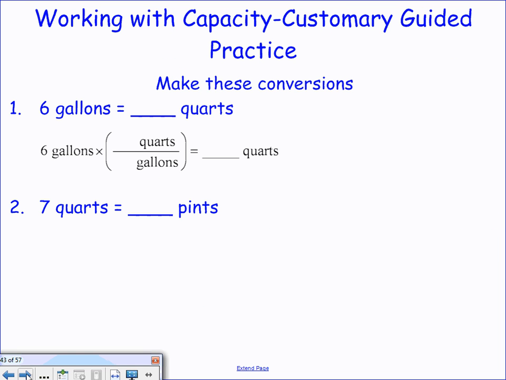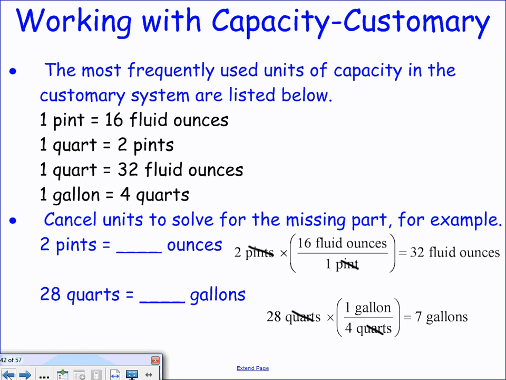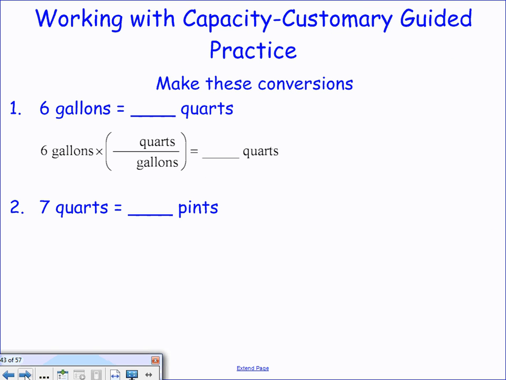Okay, some practice problems here. We've got 6 gallons to quarts. This one's partially set up for you already. The gallons are on the bottom, the quarts are on top. So I go back and look here, and I see that 1 gallon is 4 quarts. So over here, I need to put the 1 gallon on the bottom, the 4 quarts on the top. Well, 4 over 1 is 4, so I'm really doing 6 times 4, which is 24 quarts. So 6 gallons is the same as 24 quarts.